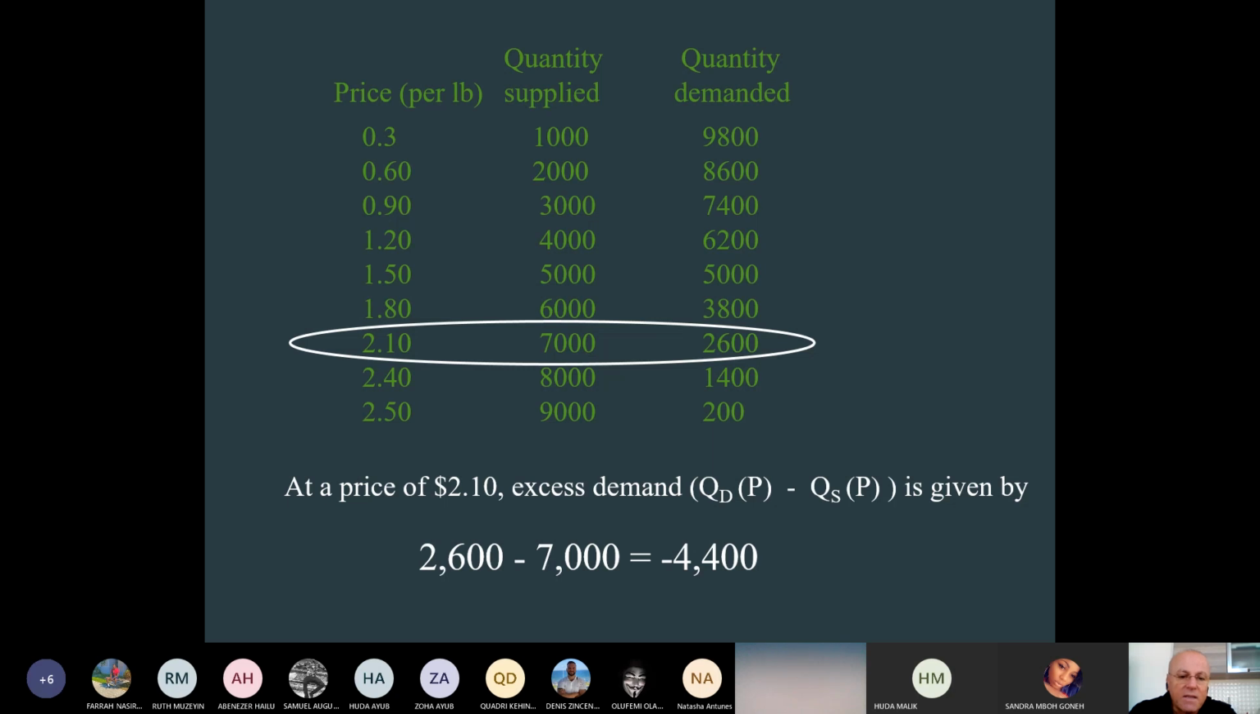And as given in this example, if the market is at 2.10, this is then of course a surplus, and this should be reduced.